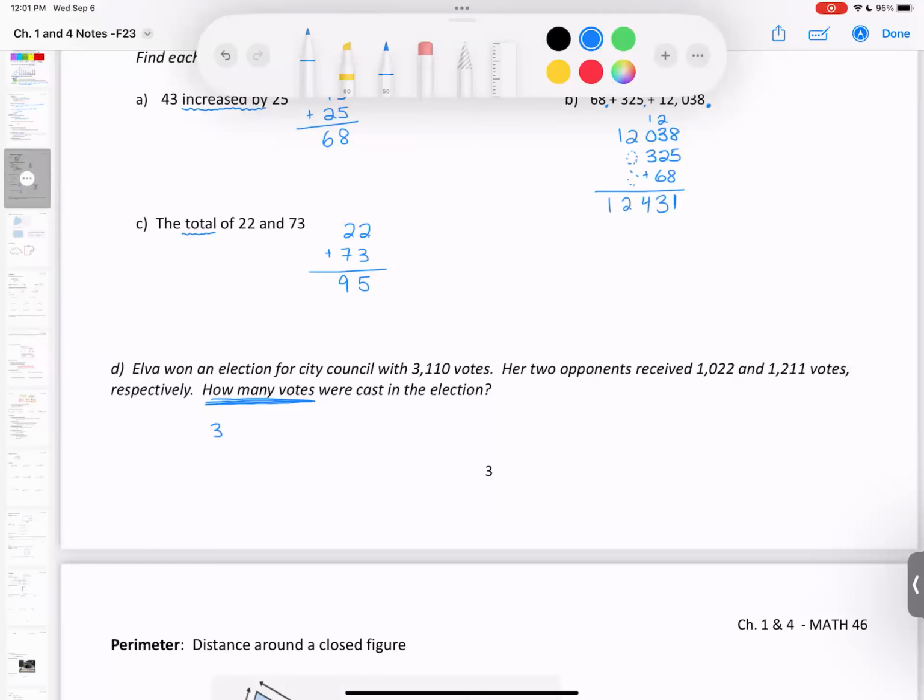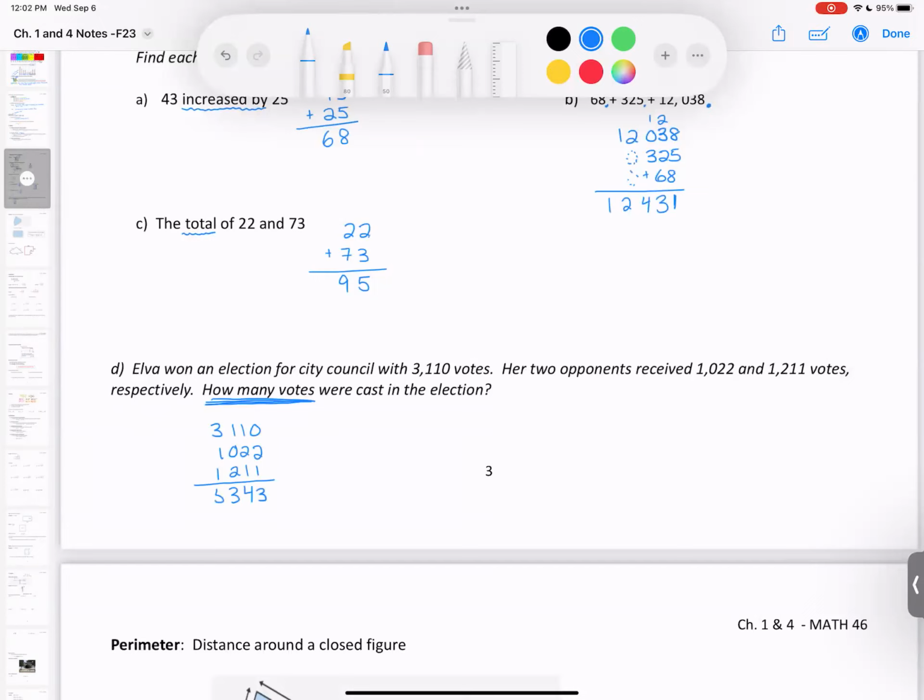So we've got 3,110, 1,022, and 1,211. Okay, what do we have here? Well, on our ones column, we have 3. Then we've got 1 plus 2 plus 1 is 4. 1 plus 2 is 3. And 5.